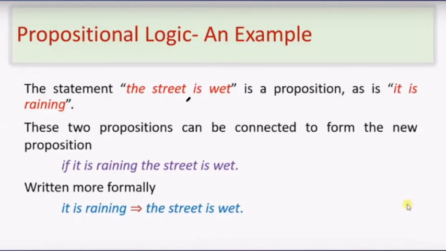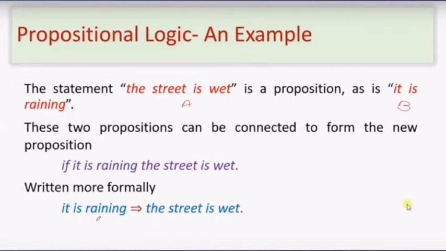Let's say this is sentence A and this is sentence B. A can be represented as the street is wet, and B can be represented as it is raining. How can we make a new sentence with the help of propositional logic? This is the way: it is raining implies the street is wet. In natural language, we say if it is raining, the street is wet.